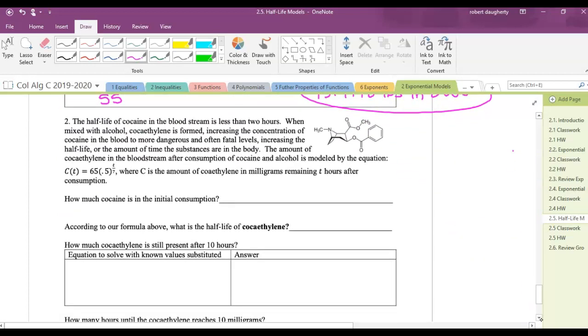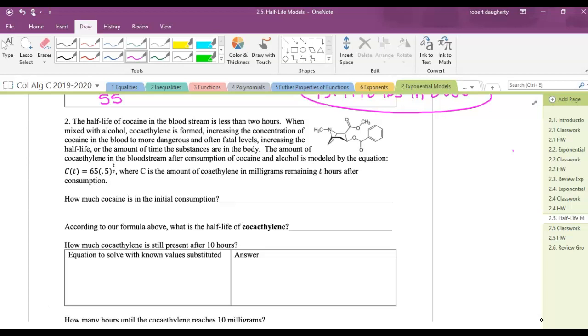You probably have no idea what this is. So cocaine will be in the bloodstream for less than 2 hours in the half-life. When mixed with alcohol, cocaethylene is formed, increasing the concentration of cocaine in the blood to more dangerous and often fatal levels, increasing the half-life, or the amount of time the substance is in the body. So the amount of cocaethylene in the bloodstream is modeled by this equation, where C is the amount of cocaethylene in milligrams t hours after consumption.